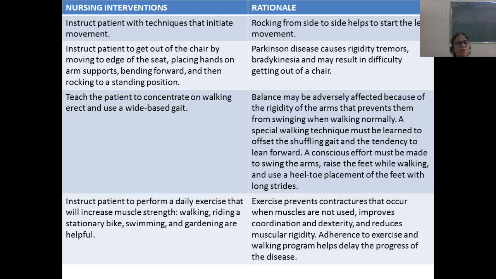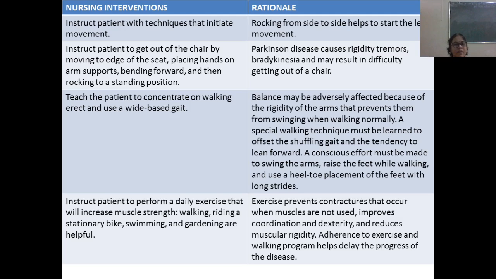Teach the patient to concentrate on walking erect and use a wide-based gait. Balance may be adversely affected because of the rigidity of the arms that prevents them from swinging when walking normally. A special walking technique must be learned to offset the shuffling gait and the tendency to lean forward. A conscious effort must be made to swing the arms, raise the feet while walking, and use a heel-toe placement of the feet with long strides.